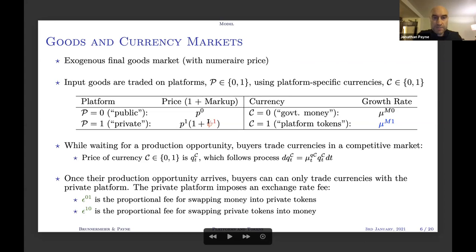I've put these 4 variables in color, the red, the blue, and the green, because these are the 4 choices in these markets that the platform is going to be able to make in the end. Right? This is what they're going to influence in their platform design problem.